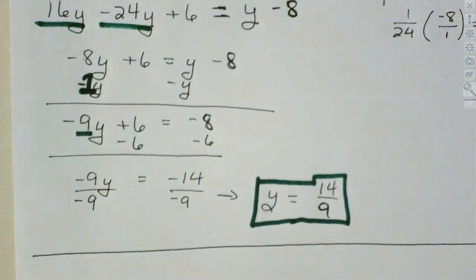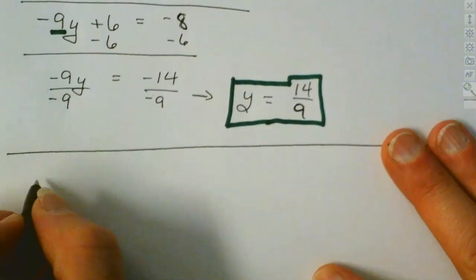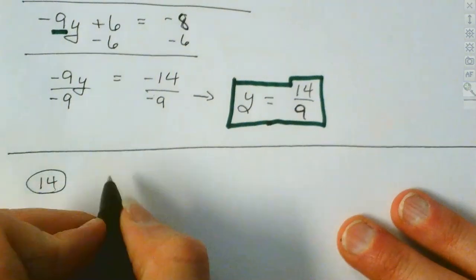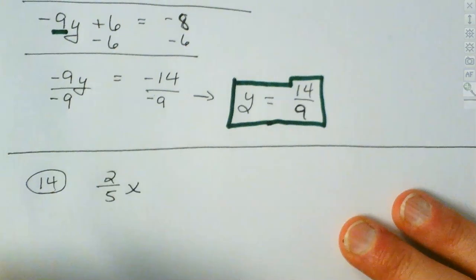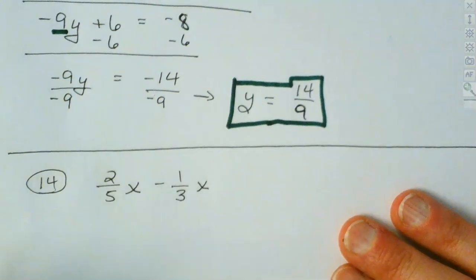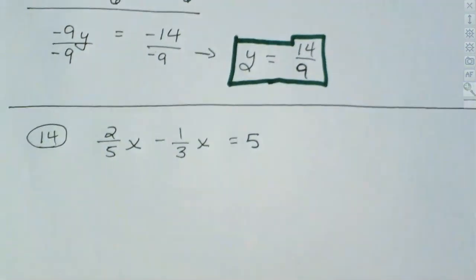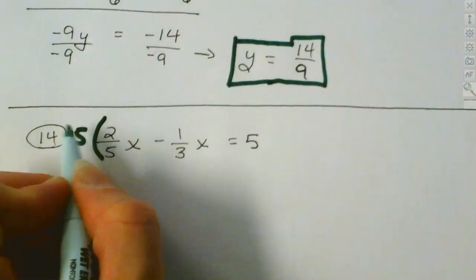Okay, question 14. We've got 2/5 x minus 1/3 x equals 5. So, do we have any parentheses? No. Okay. We need to clear our fractions. What can we multiply everything by? Okay, someone said it. Multiply it all by 15.